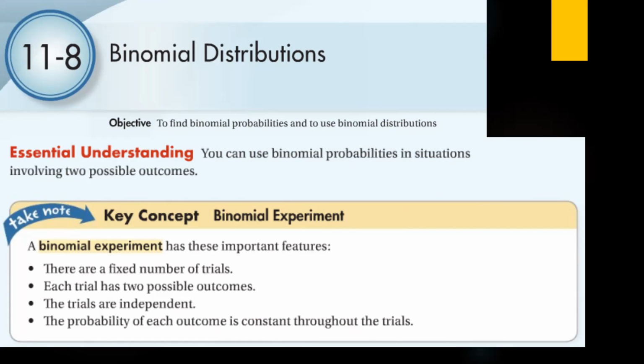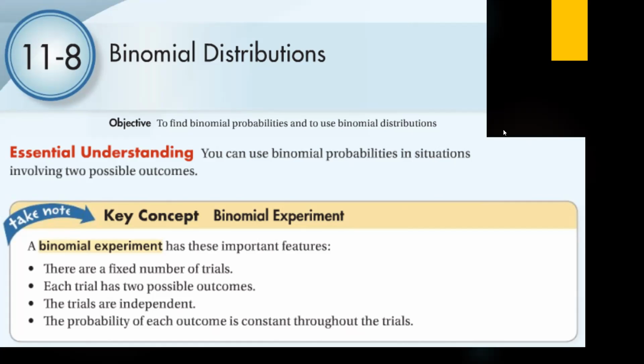In this lesson, we will learn how we can find the probability of these two types of events by using something we call binomial probability. Now, before we talk about them, what is the binomial experiment? The binomial experiment has some features.